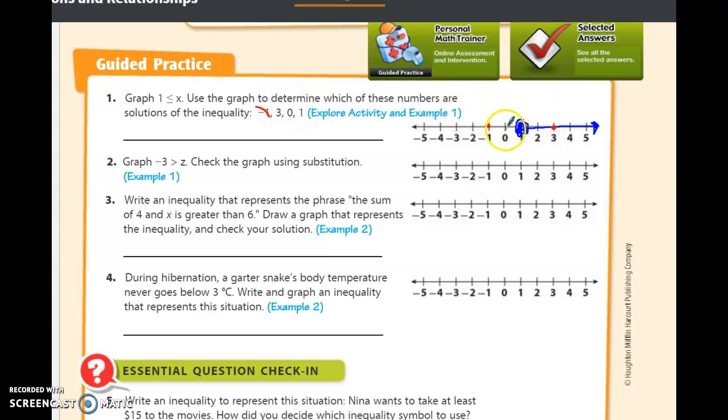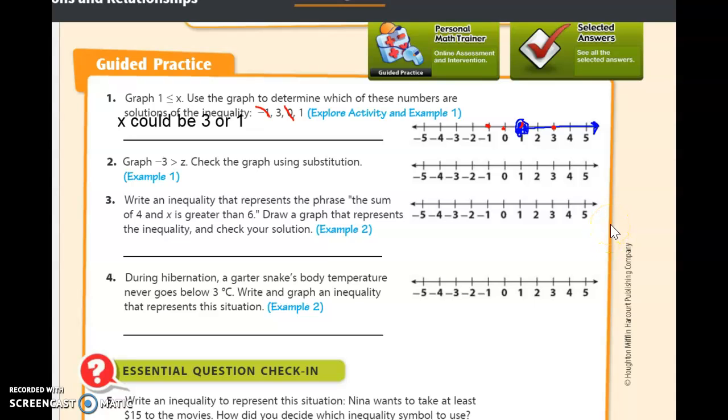0, if 0 is over here, it's not in the highlighted area, so no, 0 is not a possible answer. 1, we know it said it could be equal to 1, so 1 is a possible answer. So if we're going to write our answers here, I would say x could be 3 or 1. Those are the only possible solutions for that.